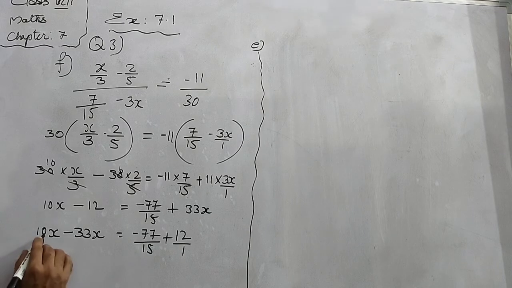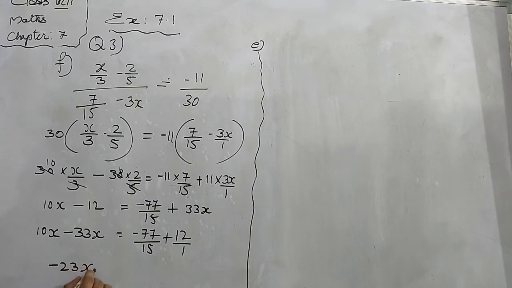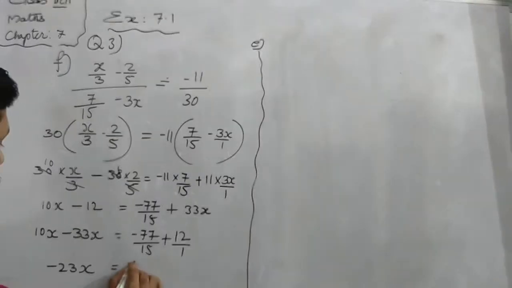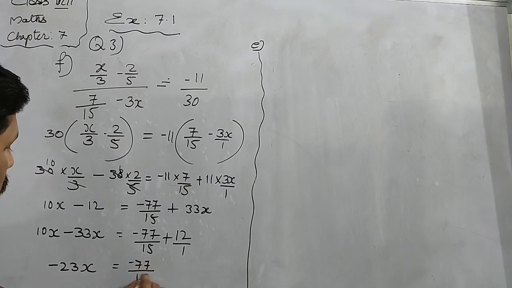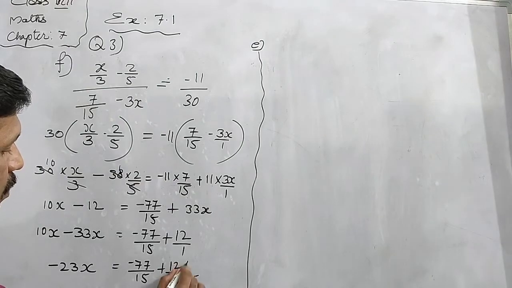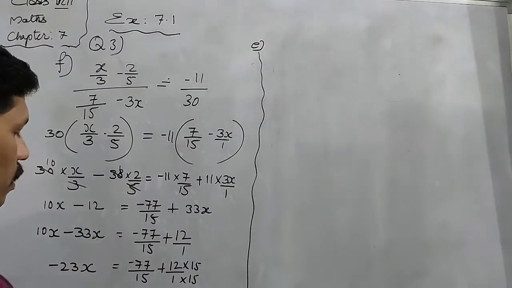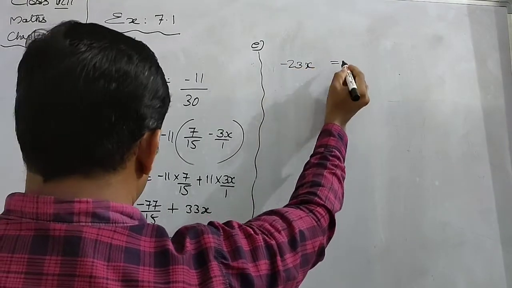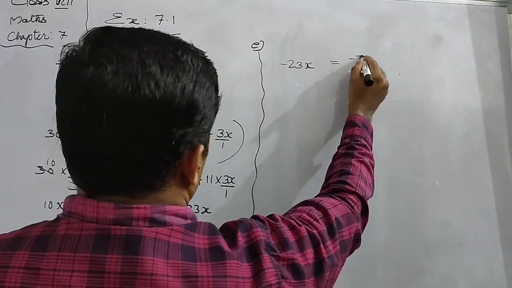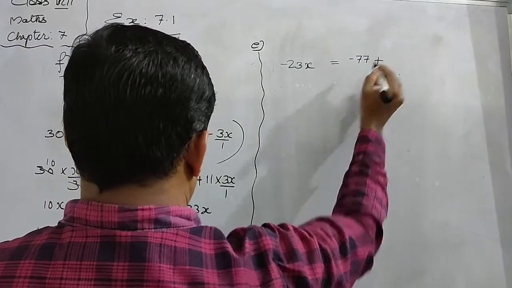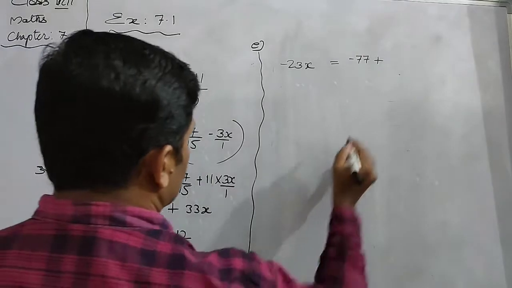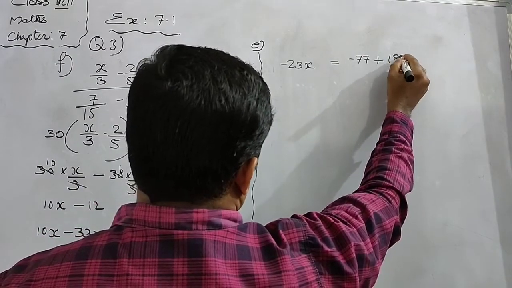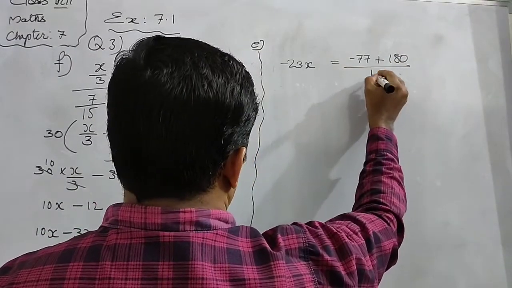Here you can see that 10x minus 33x is equal to negative 23x. That is equal to negative 77 upon 15 plus 12 upon 1. We should multiply by 15 because LCM is 15 only. So therefore we get negative 23x is equal to negative 77 plus 15 into 12, which is 180, upon 15.